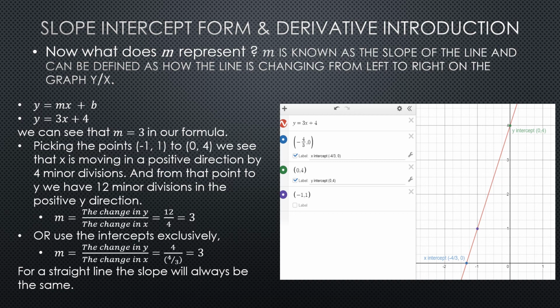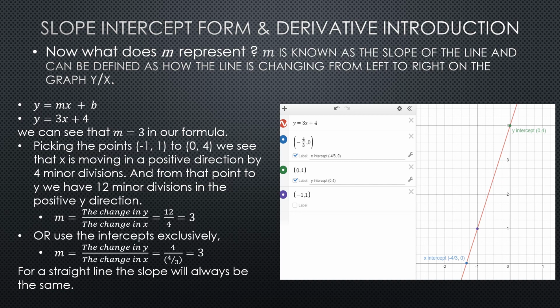From that point up, we're moving from 1 all the way to 4, and we count those individual minors, and we see that we get 12 minors. So if m is equal to the change of y over the change of x, we can calculate the slope there as 12 divided by 4 equaling 3, which is exactly what our formula said the slope should be.